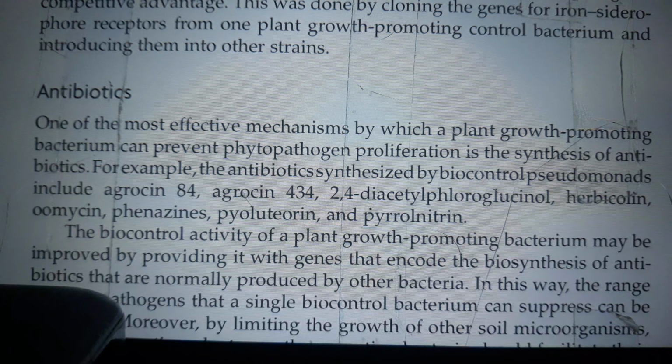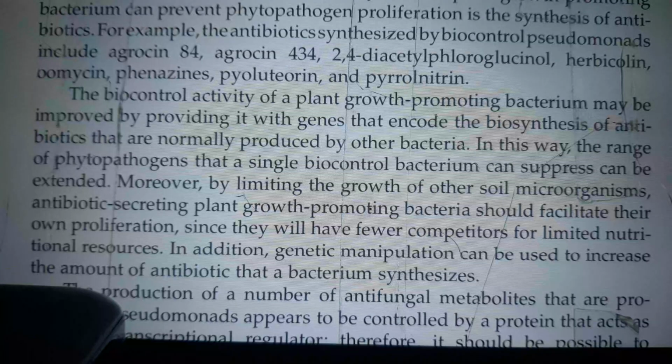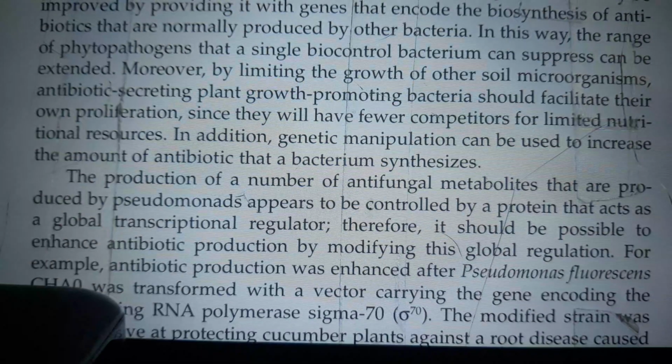Antibiotics. One of the most effective mechanisms by which a plant growth-promoting bacterium can prevent phytopathogen proliferation is the synthesis of antibiotics. For example, the antibiotics synthesized by biocontrol pseudomonads include agrocin 84, agrocin 434, 2,4-diacetylphloroglucinol, herbicolin, oomycin, phenazines, pyrrolnitrin, and pyoluteorin. The biocontrol activity of a plant growth-promoting bacterium may be improved by providing it with genes that encode the biosynthesis of antibiotics that are normally produced by other bacteria.